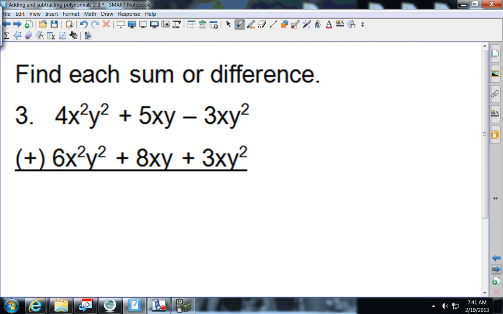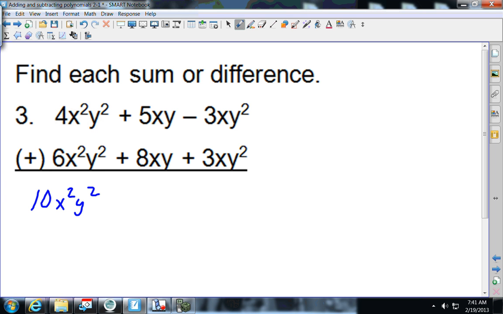Okay, now this one, it's not written side to side, but it's straight up and down. We could kind of treat it just like we would an addition problem. What they've done is they've lined up the terms that go together. See, this is saying x squared y squared, x squared y squared. So I've got 4 of these, and I'm adding 6 of them. So how many total do I have? 10. So it will be 10x squared y squared.